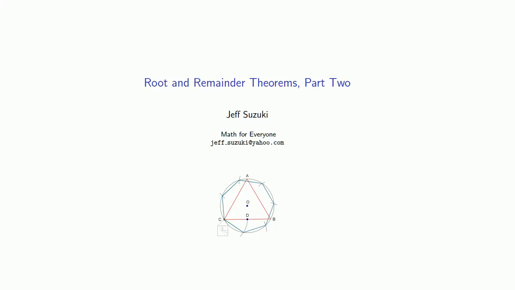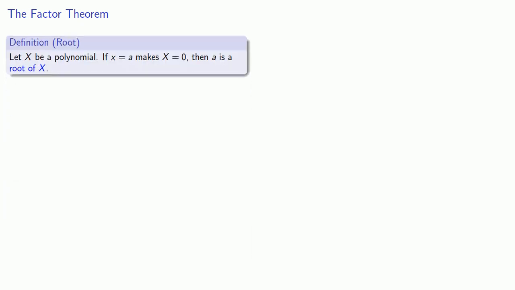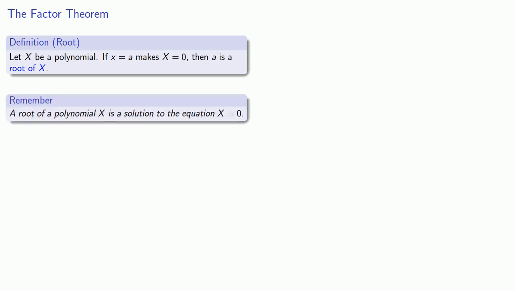Let's continue our discussion with the root and remainder theorems with something called the factor theorem. And the factor theorem centers around something called the root of a polynomial. So let capital X be some polynomial. If x equals a makes capital X equal to 0, then a is a root of our polynomial. And one way you can think about this is that a root of a polynomial X is a solution to the equation capital X equals 0.